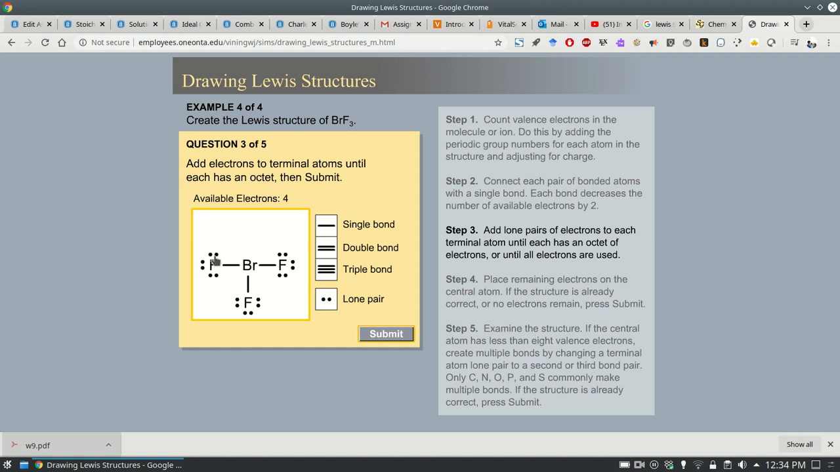See this F, it has 2, 4, 6, and the bond contains 2, so that's 8. This one, 2, 4, 6, 8. This one, 2, 4, 6, 8. Right? Submit, next. And then you have to put any leftover electrons on the central atom. So 1, 2. Now, this breaks the octet rule. So 2, 4, 6, 8, 10. This central atom has 10 electrons. It breaks the octet rule.